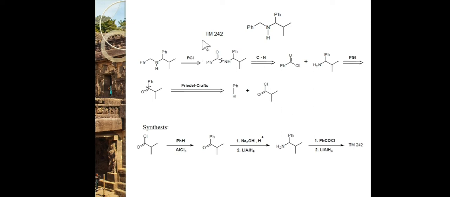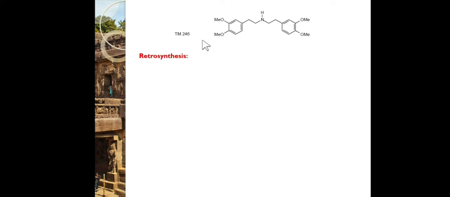This is how we are going to prepare primary, secondary and tertiary amines. For primary amines we need to think about reduction, and for secondary and tertiary amines we are going to convert the amine into an amide, and after that disconnect the amide into acyl chloride and amine. Now let's go for the next molecule.